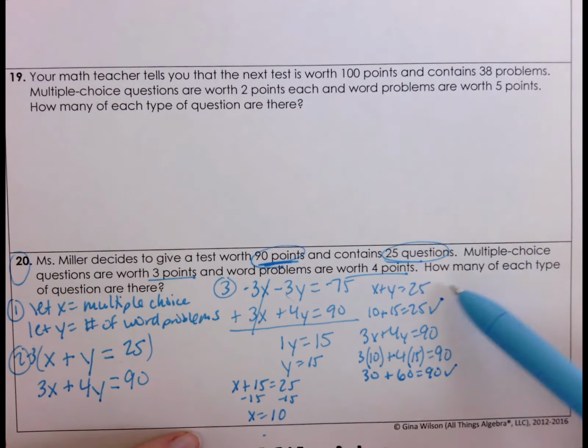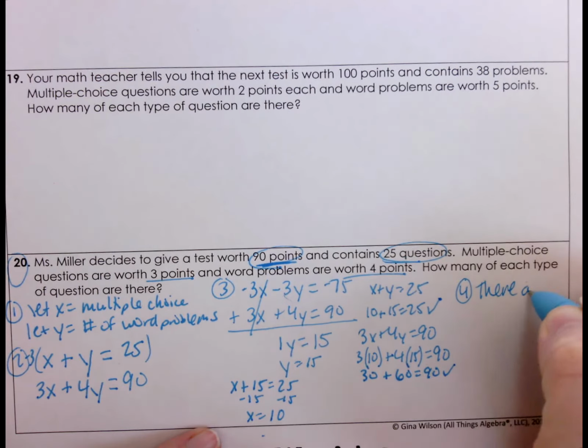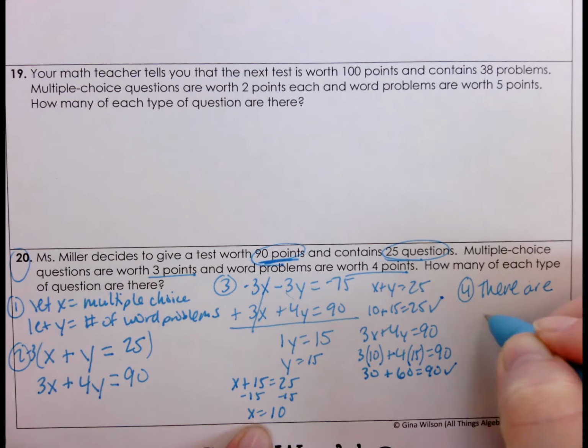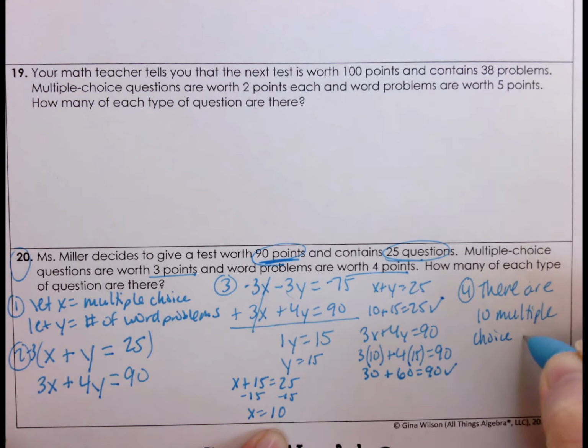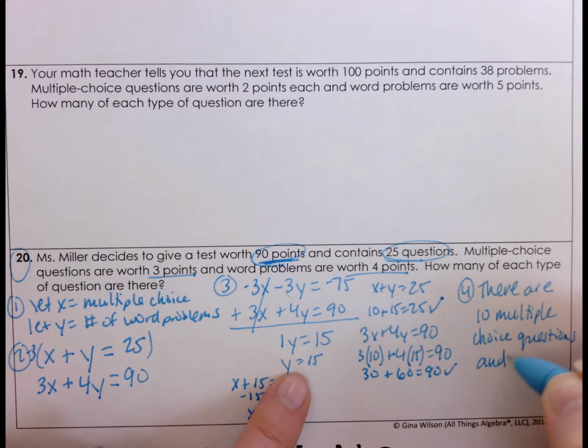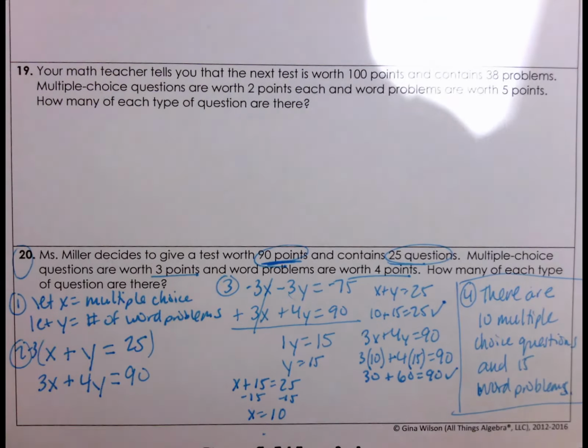So the final question, how many of each type of question are there? There are 10, and x is the multiple choice questions. And there are 15 word problems. Okay, and that's going to be your final answer here on this one.